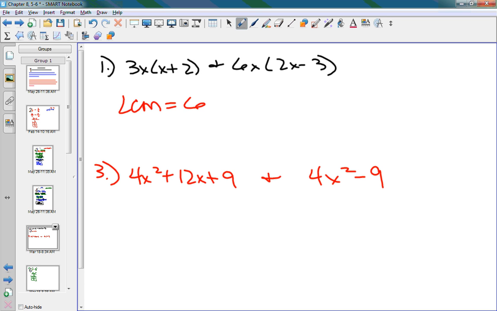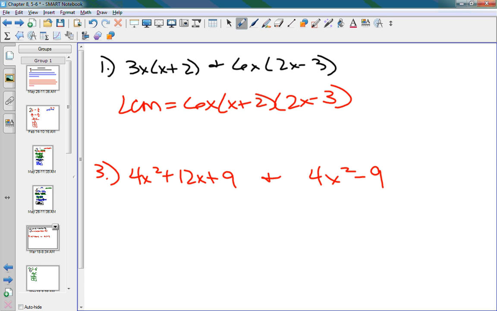Now, what about x and x? Well, the smallest that x can give is x. The smallest x to the first can give is x to the first. Do we understand that? Yeah. So what's in common there? An x. Look at this binomial, x plus 2. Do they both have an x plus 2 in them? No. Do they need to both have x plus 2s? Yes. Go over here. This has 2x minus 3. Do they both have a 2x minus 3? No. Do they both need to have that? Yes. So your LCD is 6x times x plus 2 times 2x minus 3.